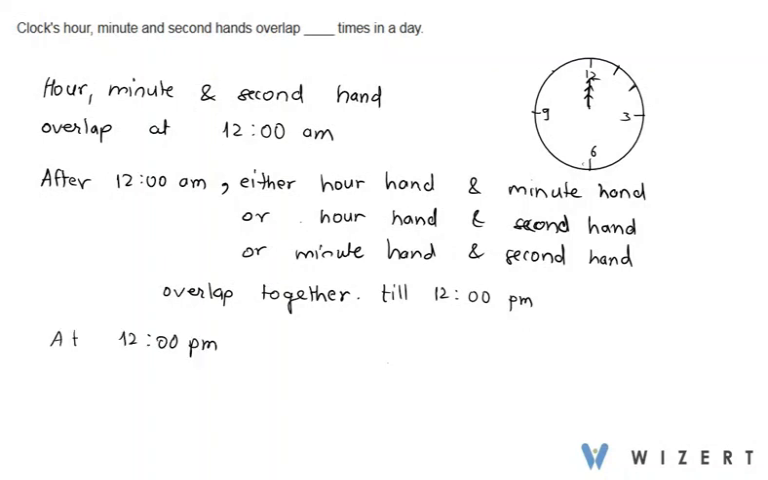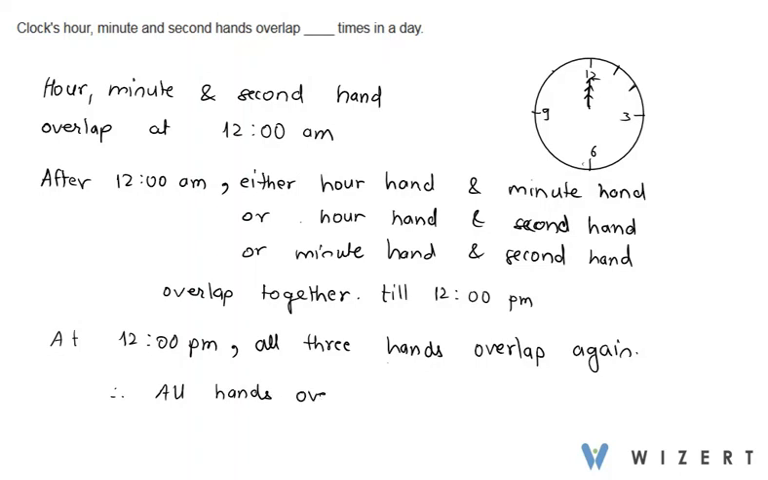At 12 p.m., all three hands overlap again. Therefore, clock's hour, minute and second hand, all hands overlap twice, or two times a day. Two times a day. This will be the required blank.